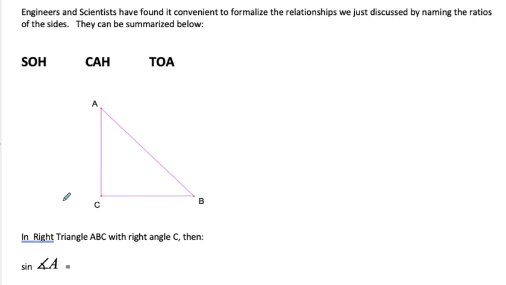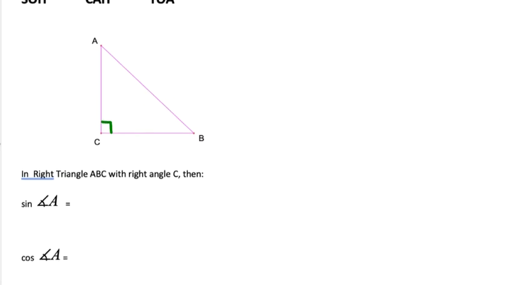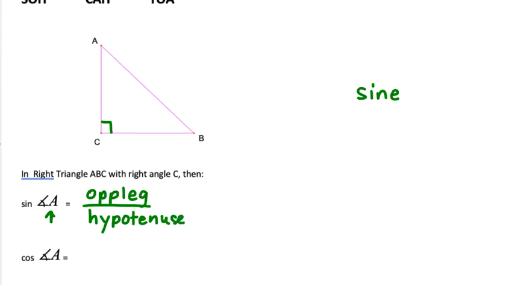So engineers and scientists have found it really convenient to formalize the relationships that we found earlier today by naming the ratios relating them to the sides of a right triangle. They can be summarized as follows. The sine of an angle, that's how we write it, sin, but it's pronounced sine, S-I-N-E. The sine of an angle is equal to the opposite leg over the hypotenuse.